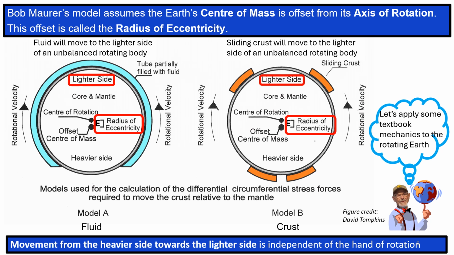So if you apply the model on the left to what might be happening in the Earth, you can assume that the Earth's crust can slide across the asthenosphere. If the Earth is rotating and the Earth is not perfectly balanced, then the crust will slide from the heavier side of the planet to the lighter side of the planet. And that's basically Bob's model. Let's see if it's borne out by the geological record.